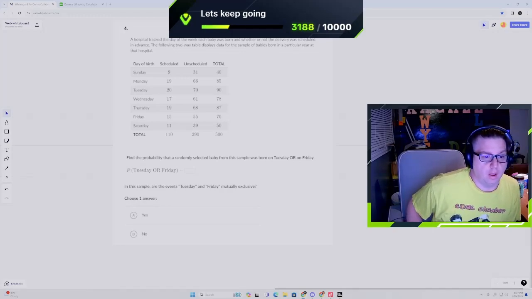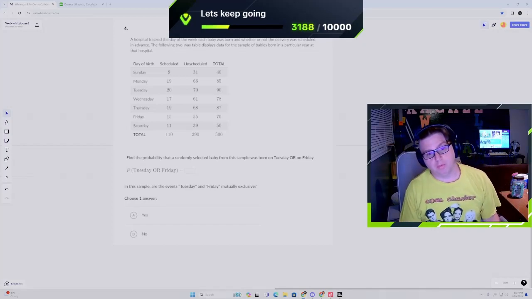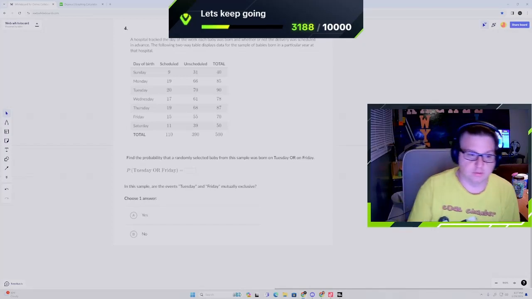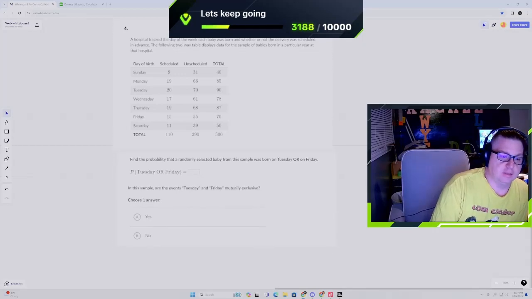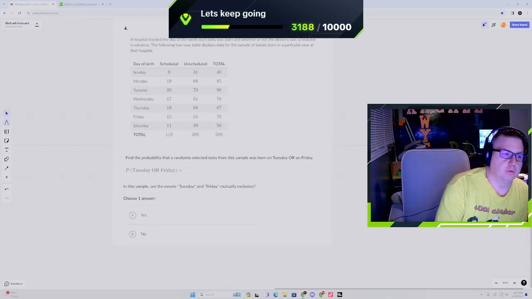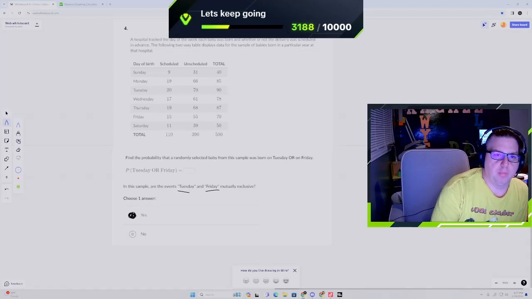So these are what we call mutually exclusive events. So this is a yes. Oops. Don't have my pen. This is a yes because you can't have overlap. Either they're born on Tuesday, they're born on Friday, can't be born on both. So if I'm looking at Tuesday or Friday, I'm going to do the probability of a Tuesday plus the probability of a Friday, and that would give me one or the other.